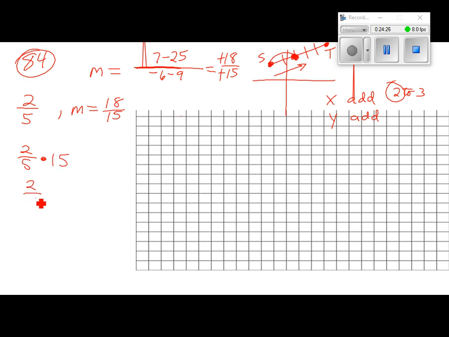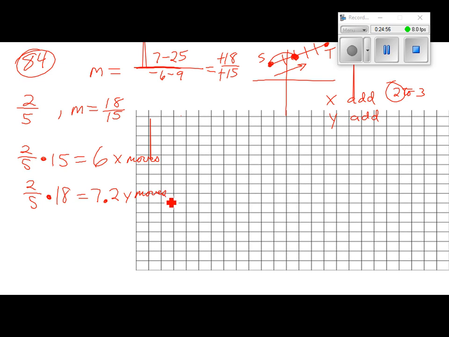And then we do 2/5 times the rise. Which one's the rise? On your calculator, do this for me: 2 divided by 5, hit equals, then times 15. Comes out to be 6. That's telling us how much the X moves. The X moves 6 spaces. Then do this: 2 divided by 5 times 18. 7.2. That tells us how much the Y moves.